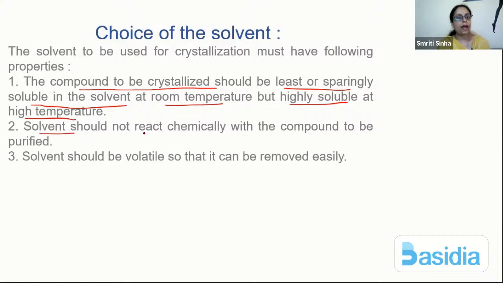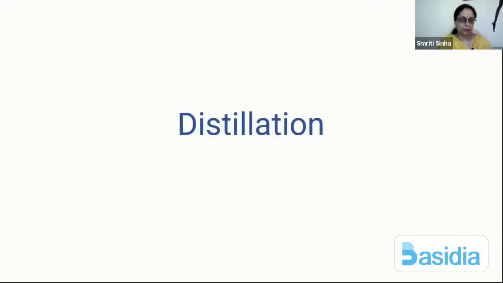Second, your solvent and your solute should not chemically react with each other. If your solvent and the compound you are going to purify react with each other, you will get a third product. That's why your solvent should not react with the solid you are going to purify. Next, your solvent should be volatile, that means it should be easily removed from the solution. Otherwise, you get solvent impurities added to your solid too. So these are the three important points while choosing the solvent for crystallization.